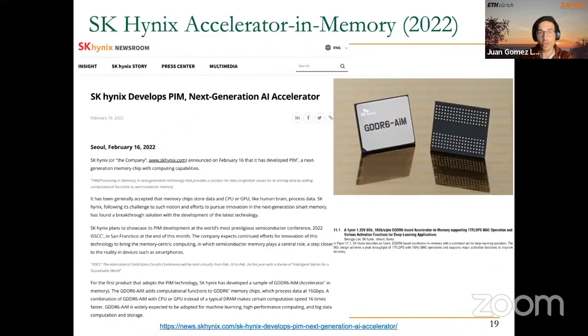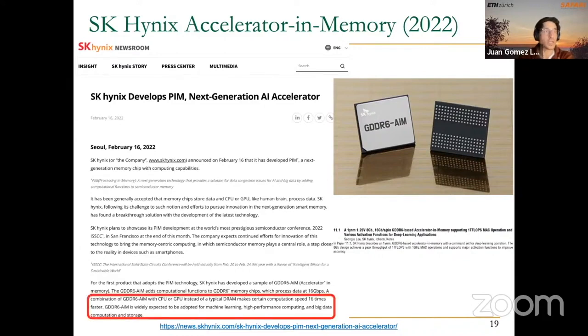And also from another major DRAM vendor, SK Hynix, a couple of weeks ago, we learned about their first real processing in memory system, accelerator in memory, that is using, in this case, GDDR6 DRAM memory, and it's in principle suitable for machine learning, high performance computing, big data computation, and storage. In later lectures, we will talk in more detail about all these processing in memory architectures and proposals from different actors in the industry.